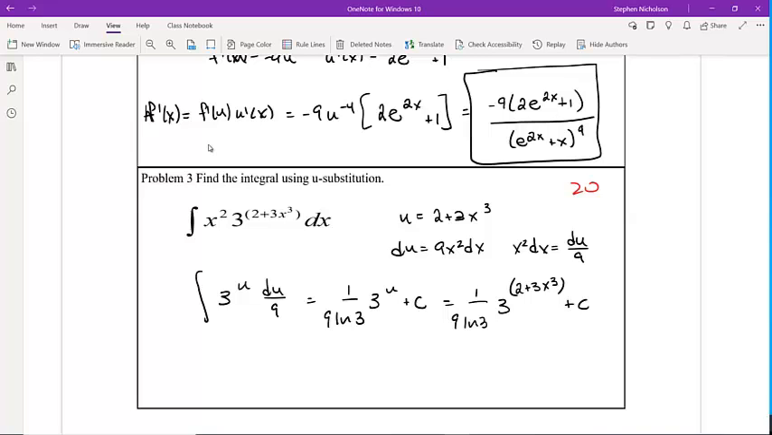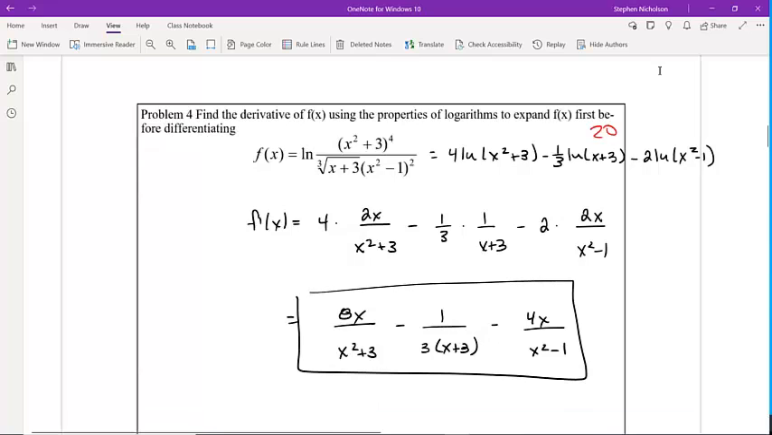3 to the u, factor out the 9, and then the integral of a to the u is 1 over the natural log of a times a to the u. The 9 here is right there. Okay. And then you plug u back in. Notice I'm adding my arbitrary constant c here immediately afterwards. The integration, that was that one.